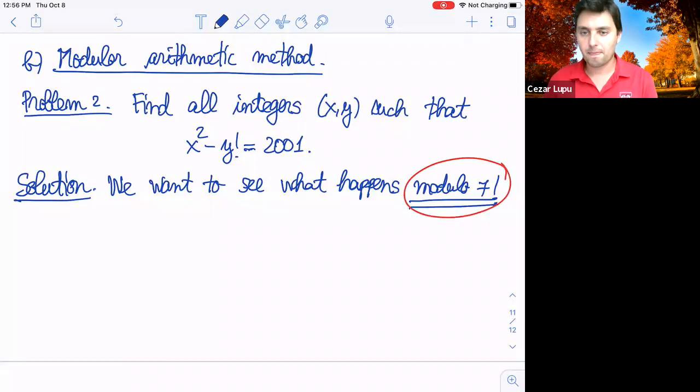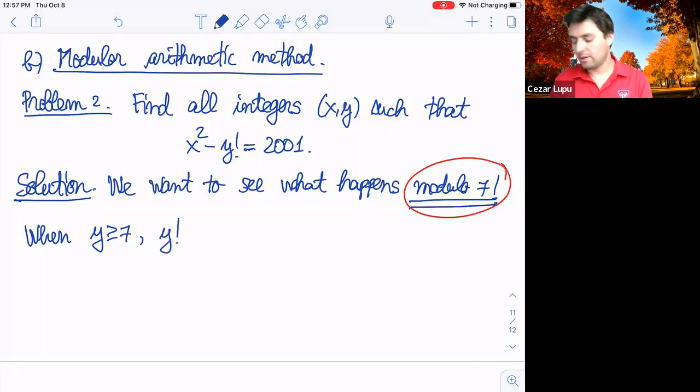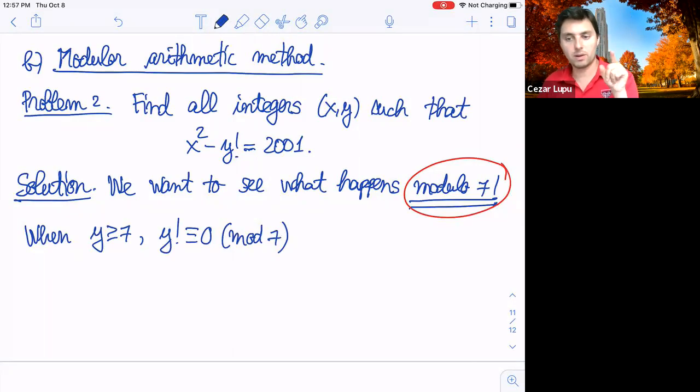All right, so mod 7, I want to see what happens mod 7. When y is greater or equal than 7, we know that y factorial will be congruent with 0 mod 7. That's obvious because the factorial will consist of the number 7 there. Y factorial will be 7 times 8 times all the way, for y greater or equal than 7.